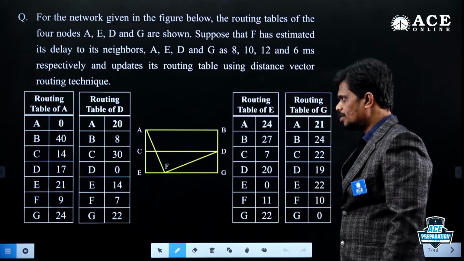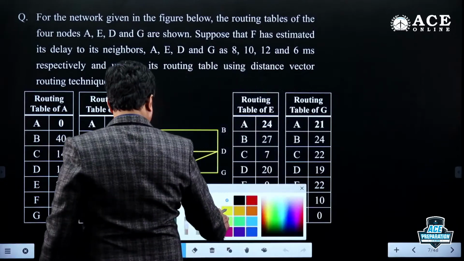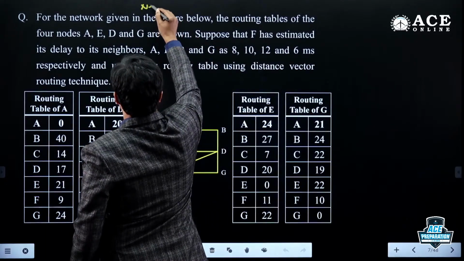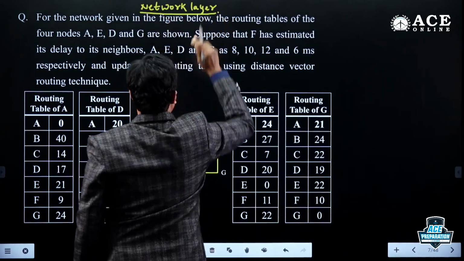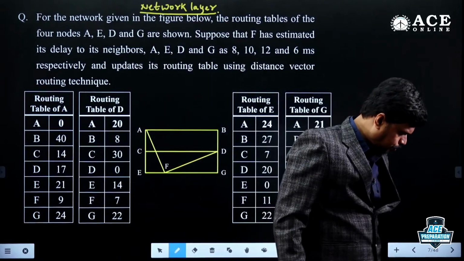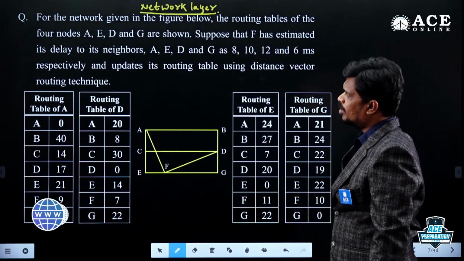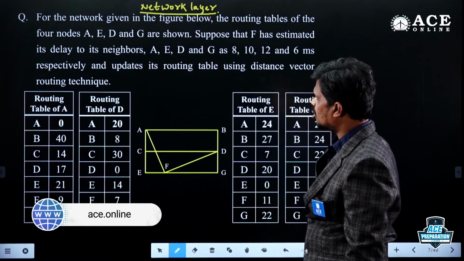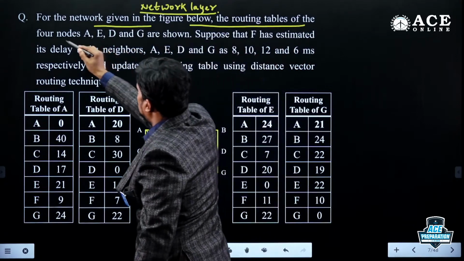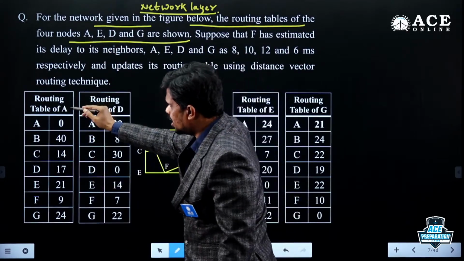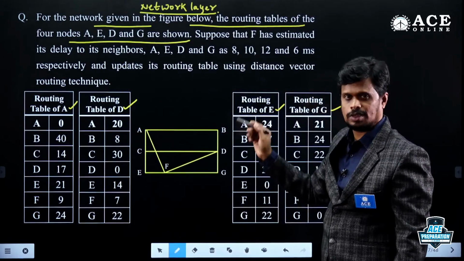So look at this question, please. This is the question we have from the network layer, based on the routing concept. So verify the question here. For the network given in the figure below, the routing tables of the 4 nodes A, E, D and G are shown. What is the meaning of this line? This line is saying that 4 routing tables are given. This is the routing table for A, this is the routing table for D, this is the routing table for E, and this is the routing table for G.